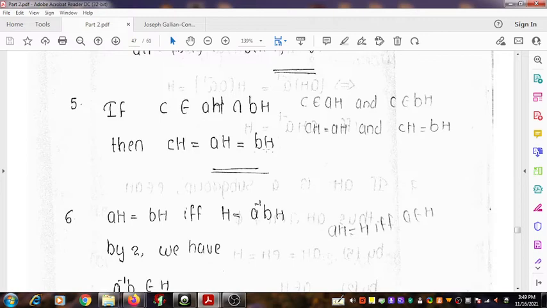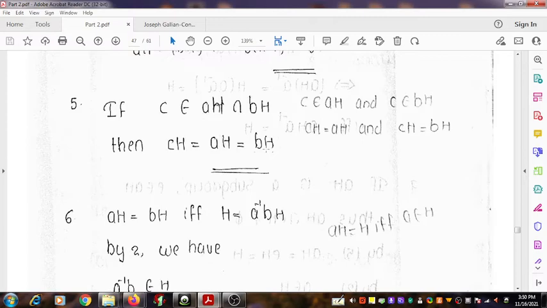Because C is an element of AH. When C is an element of AH, when you multiply AH by C, then you will get AH itself. When C is an element of AH, then it is AH, and similarly, since C is an element of BH, then we get it equal to BH. CH is equal to BH.